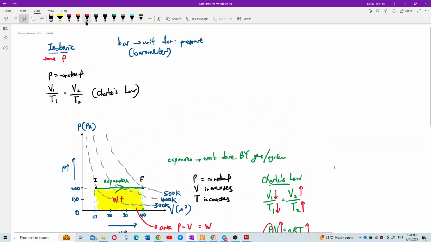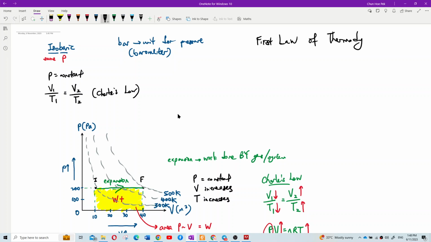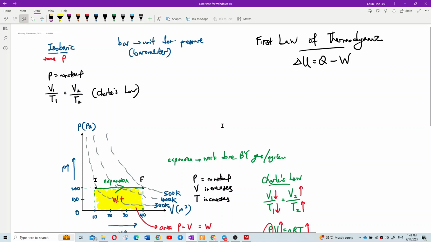How about the first law of thermodynamics, class? We need to include the formula for the first law of thermodynamics. First law. Okay, let me write it down. First law of thermodynamics, class. Delta U equal to Q minus W.